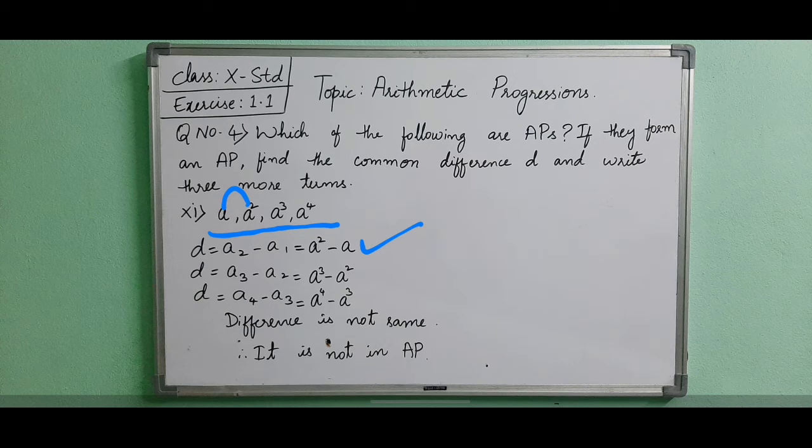Now we will see for the second. It is A raised to 3 minus A raised to 2. Again the powers are different, so we cannot subtract this also. And then lastly it is A raised to 4 minus A raised to 3. Again, if you see, all the three differences are different. So it cannot be in the AP. What is the condition for AP? The difference of consecutive terms should be equal. Here it is unequal, that's why they are not in AP.